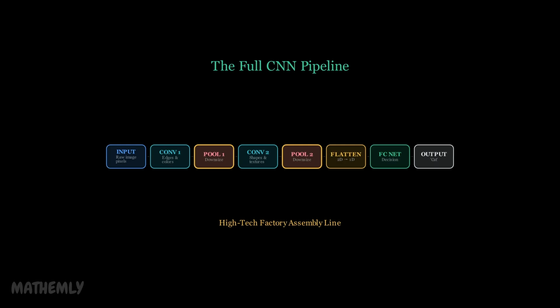But how do we get a final answer like this is a cat? At the very end of this chain, we have a specialized map of high-level features. We finally flatten this 2D map into a long 1D list of numbers and feed it into a standard fully connected neural network, the kind we discussed at the very beginning of this series. This final stage acts as the decision maker, taking all the visual evidence gathered by the filters to make the final classification. This combination of spatial awareness and logical decision making is the secret behind the modern world.